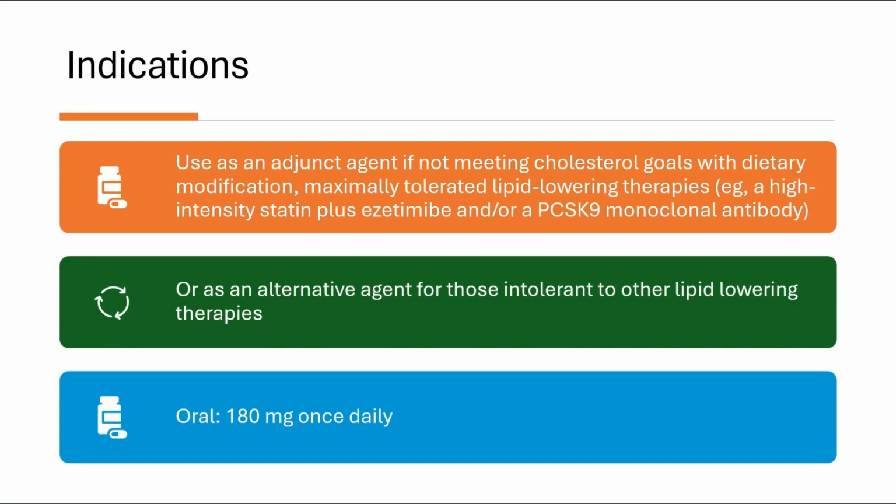Indications for bempedoic acid include using it as an adjunct agent if not meeting cholesterol goals with dietary modification, already on maximally tolerated statins, etc. It can be used as an alternative agent for those not tolerant to other lipid-lowering therapies, most commonly statins. And the dosage is 180 milligrams once daily.